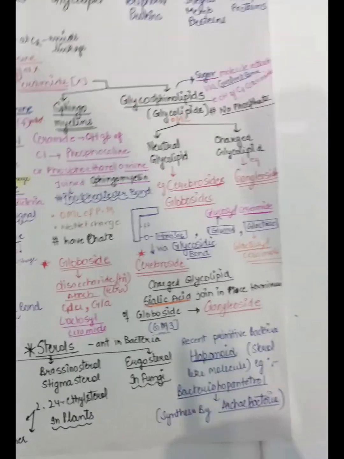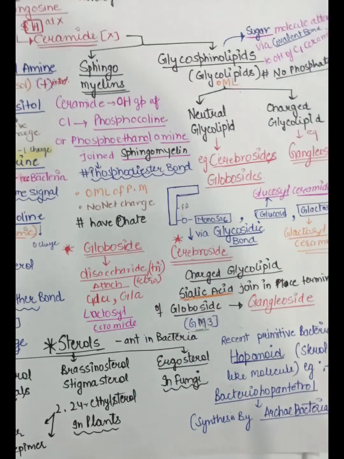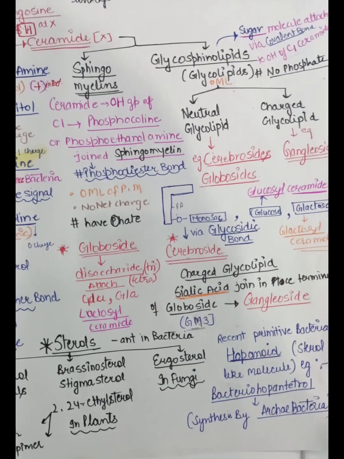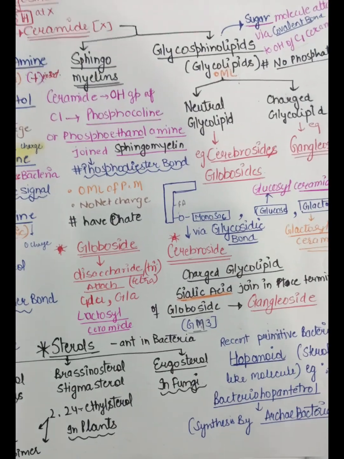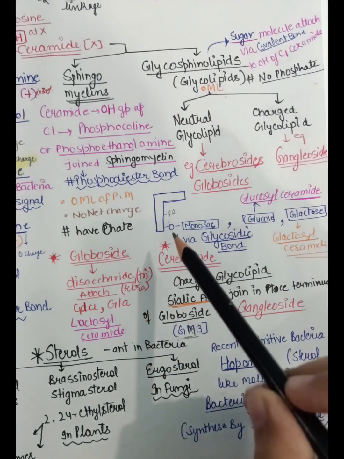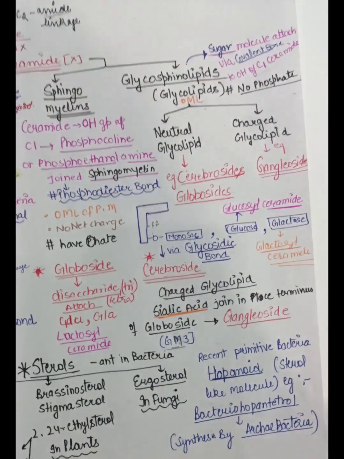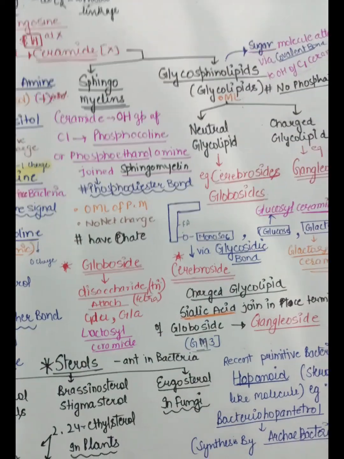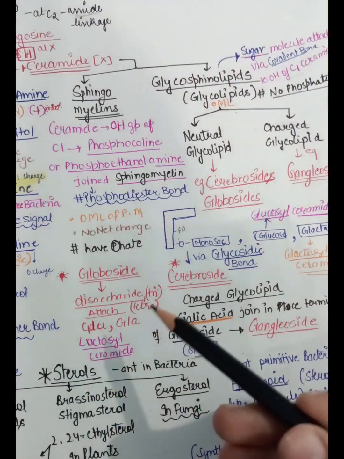when di-, tri-, or tetrasaccharides are attached, like if we attach glucose and galactose, it becomes lactosylceramide. Here in cerebroside, a monosaccharide is attached, a single sugar moiety. But if we are attaching two or more, like a disaccharide, trisaccharide, or tetrasaccharide, it becomes a globoside. If we attach glucose and galactose, it becomes lactosylceramide.